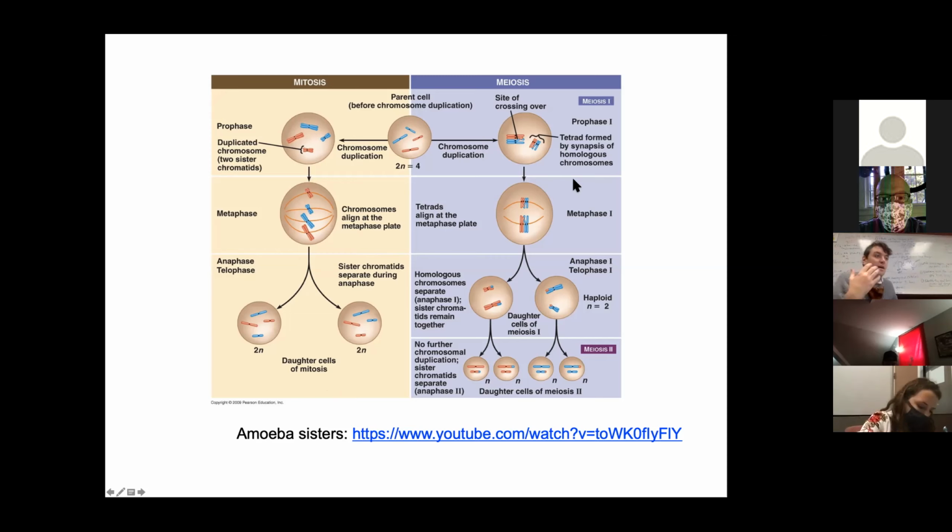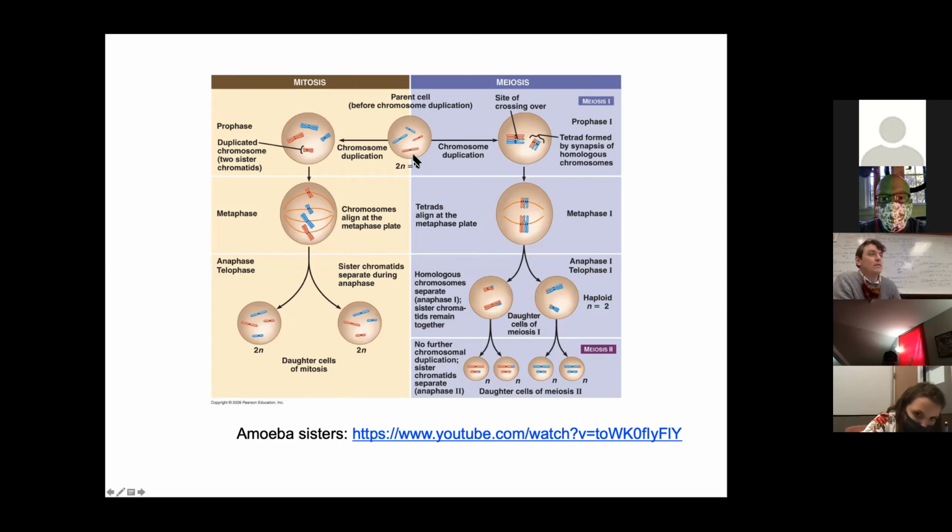Meiosis is a highly modified version of cell division that results in the formation of haploid gametes in animals. You can get meiosis that doesn't produce gametes, but that only happens in things like plants and fungi. In animals, when you have meiosis, the result is haploid gametes, or sex cells.